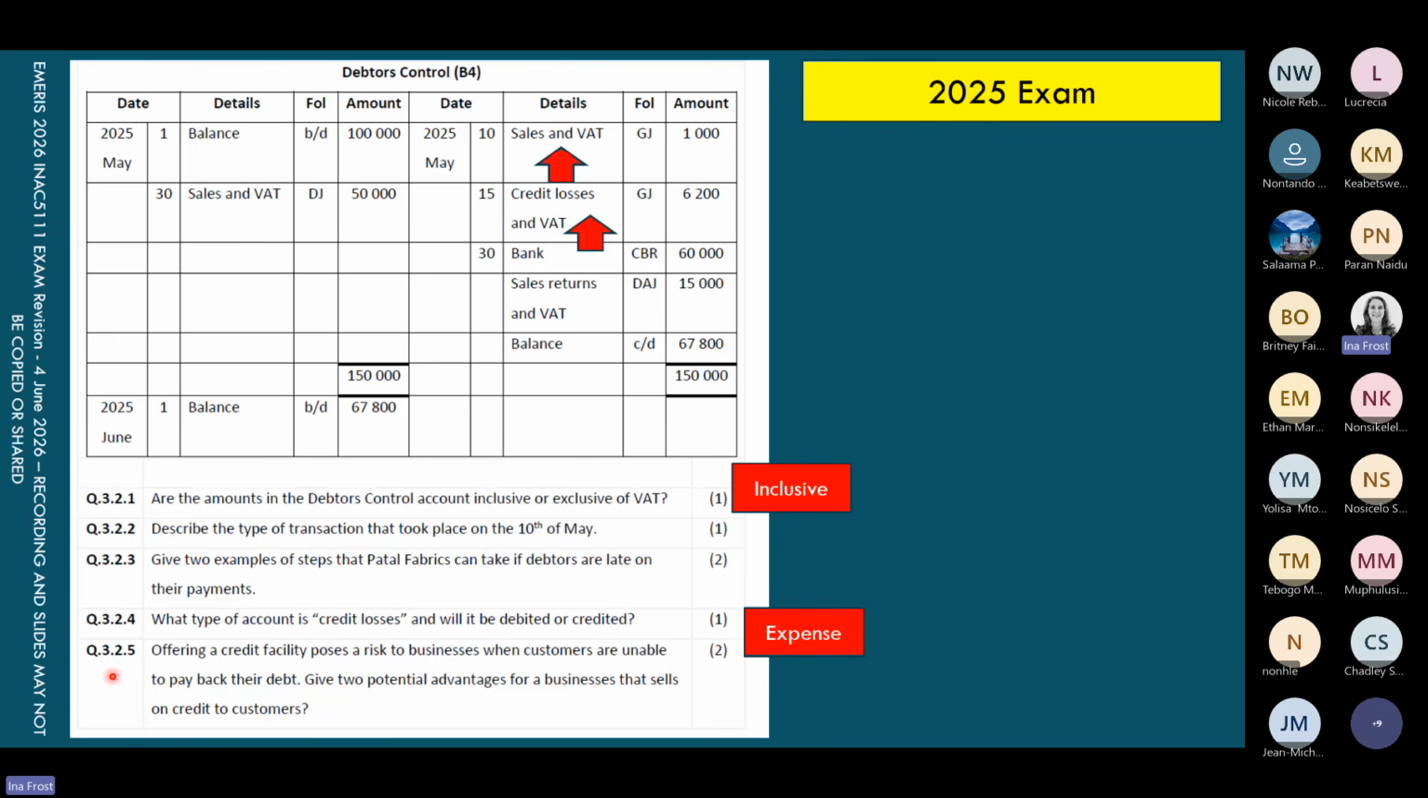And then the last thing they said, offering a credit facility poses certain risks. And that's another little theory question that you can look in your textbook at section 5.1. So you see, we mix theory and application all into one question here in 2025.